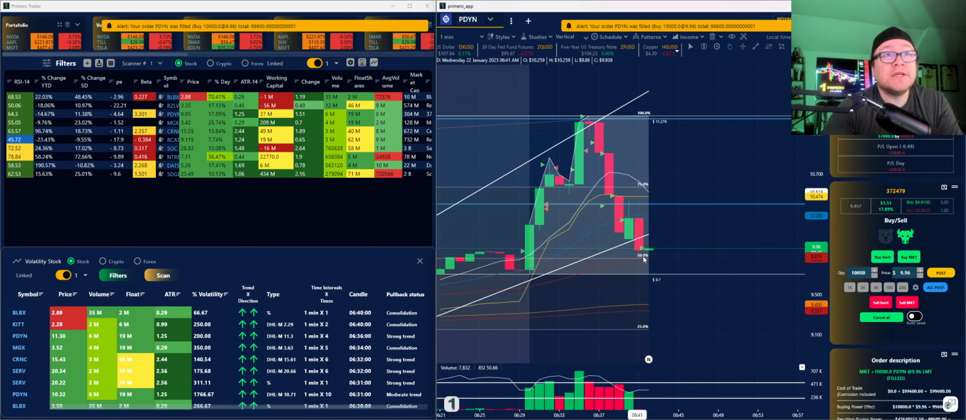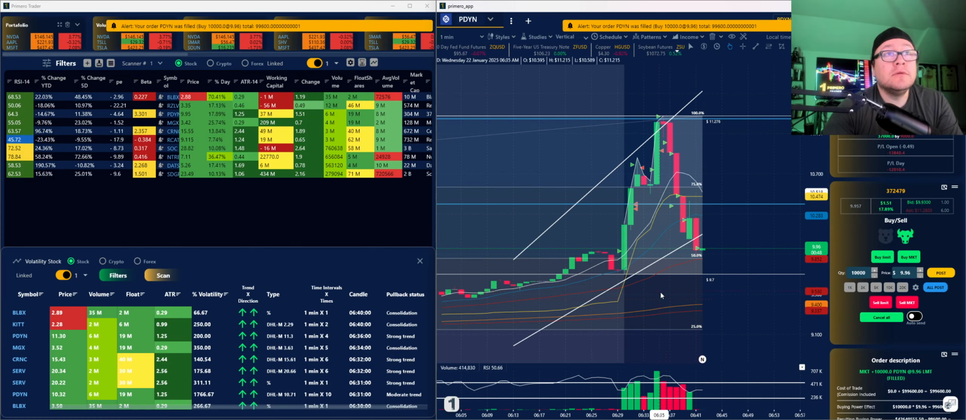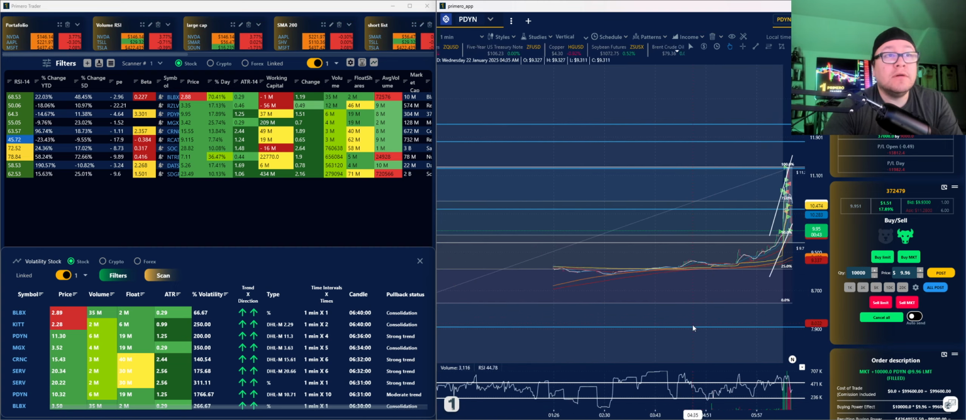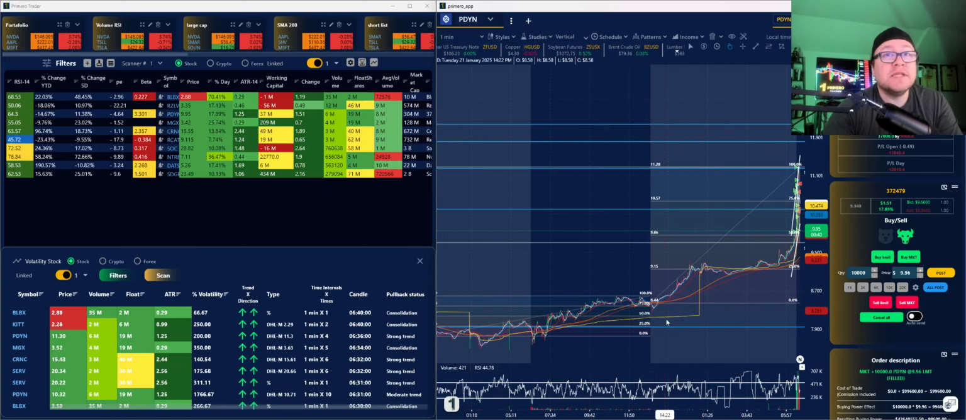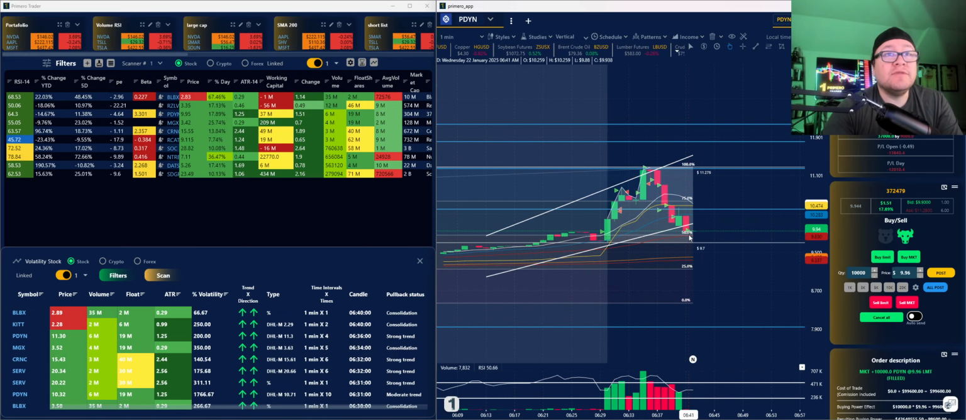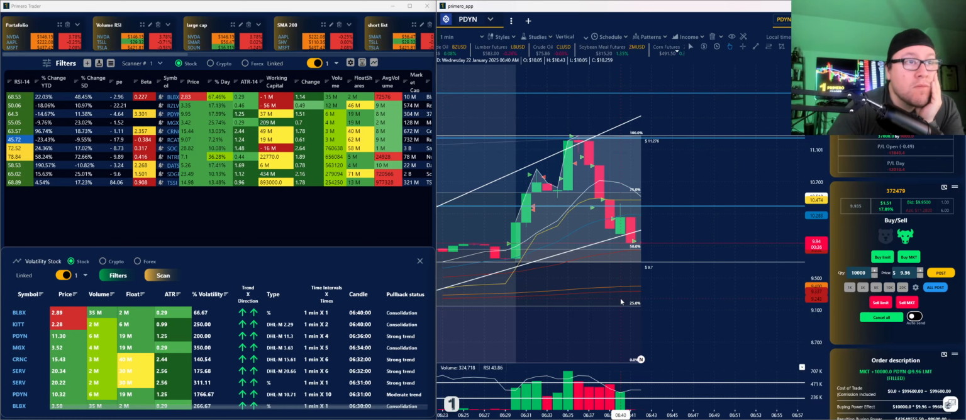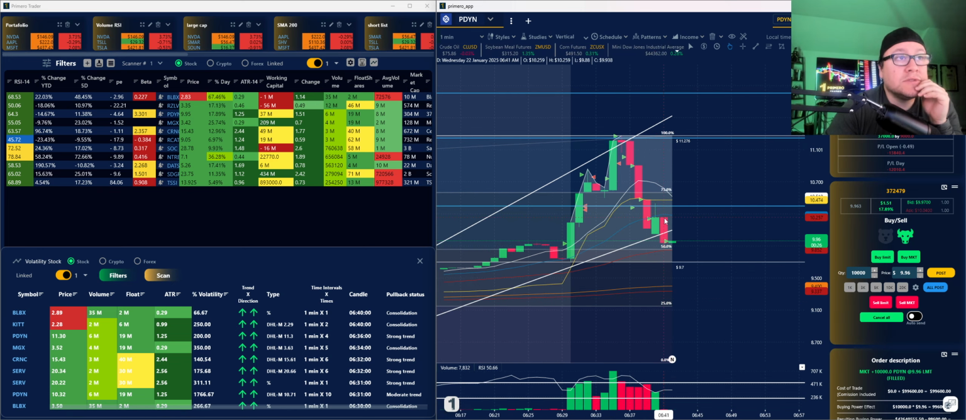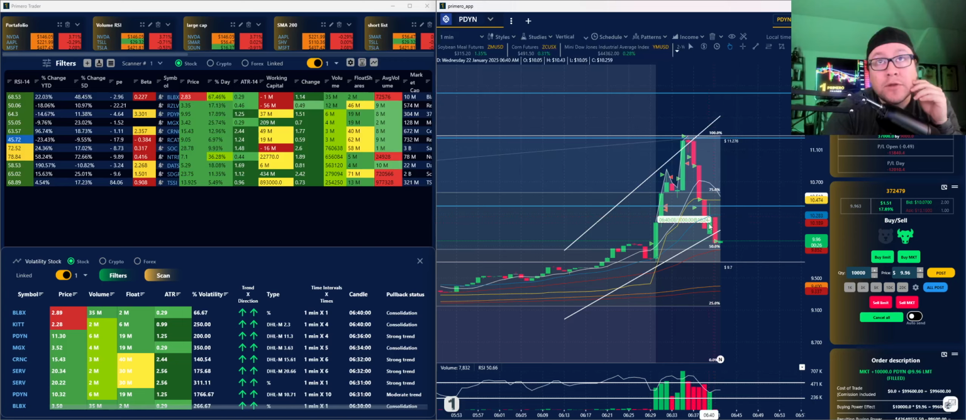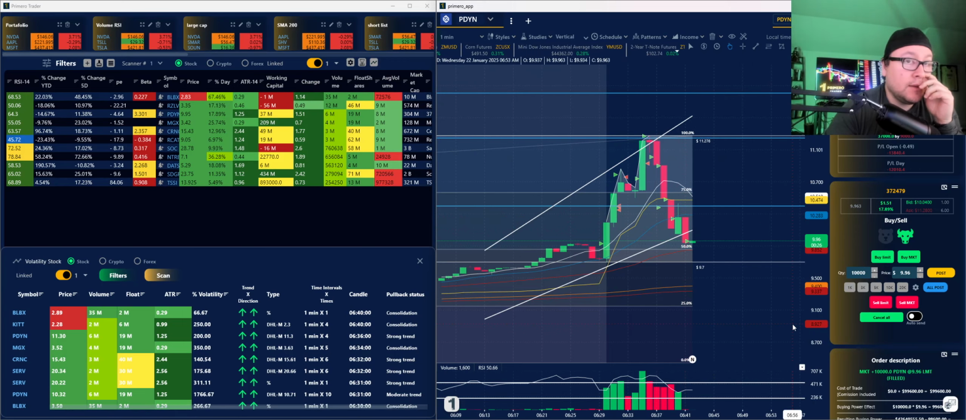So that 50% pullback from the close of the previous day to the next day, 50%, that's a really good area to get in. Let's see if it gives us a bounce. Our average is 10.44. The only thing I don't like on this trade is that we got below $10, but it's part of the game.